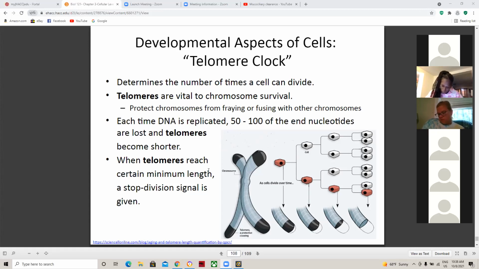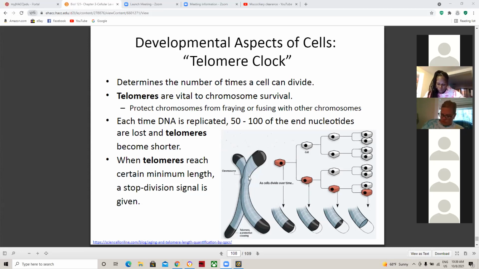When the telomeres reach a certain minimum length, a stop division signal is given and those cells will no longer divide. So the telomere length is the clock and it's counting down. And once it gets to a certain length, the cell will no longer divide. If you think, we have immortalized cell lines out there that will divide and divide and divide up until the end of time.